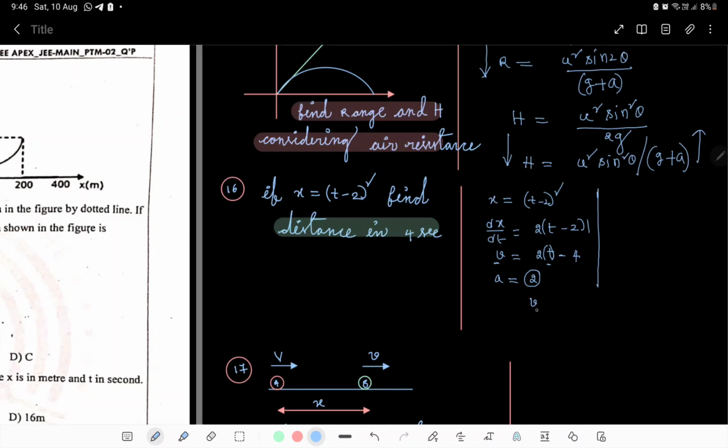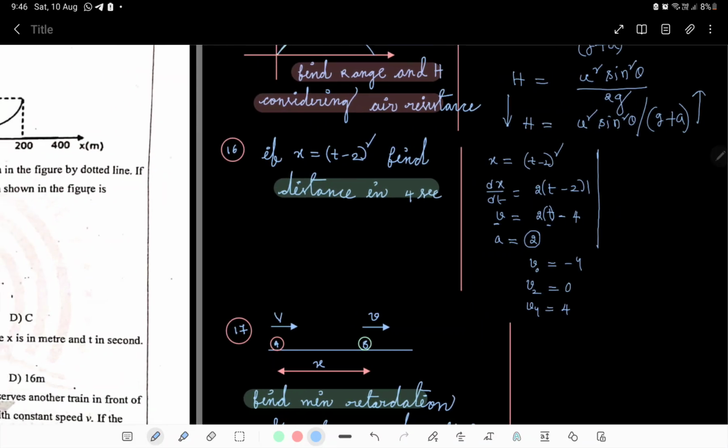Let me write here, at time equal to 0, velocity will be equal to minus 4, that's moving in a negative direction. Velocity at 2, velocity will be 0. Velocity at 4, so 2 into 4, 8 minus 4. 8 minus 4 is nothing but 4. Therefore, if you draw the graph it seems like this. It's better to do it with the help of a graph.